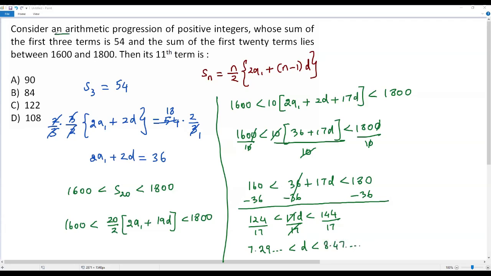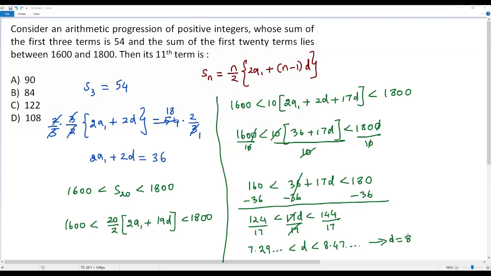According to the information we have over here, all the terms of the given arithmetic progression are positive integers. Since the terms are positive integers, the common difference d also must be a positive integer. So we have to consider the positive integer value between these two values, 7.29 and 8.47. There is only one positive integer between them, that is 8. So therefore the value of the common difference d is 8.